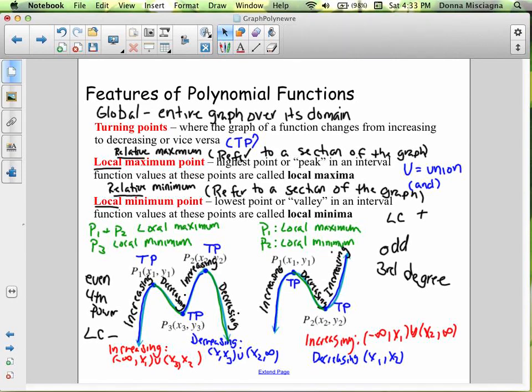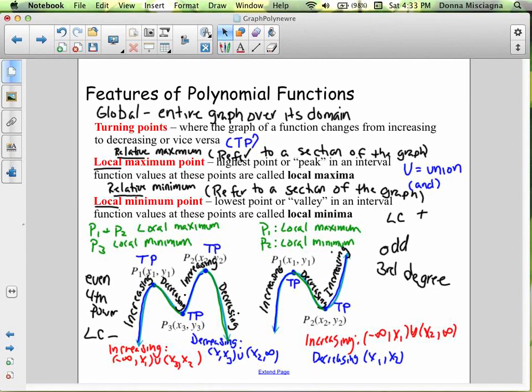So let's look at graph 2. Point 1 there is a local maximum because our graph went from increasing and then to decreasing. And point 2 is a local minimum because we went from decreasing to increasing. But we're getting a lot of content in one page. I'm at 9 minutes already.